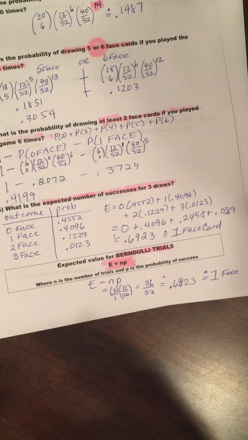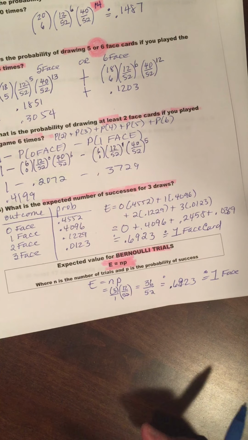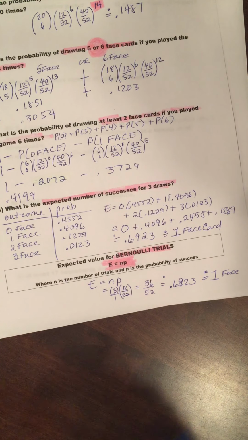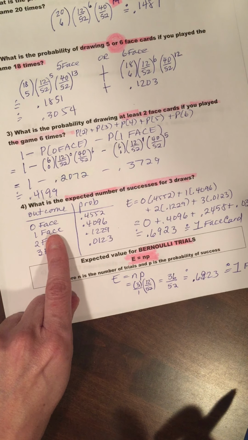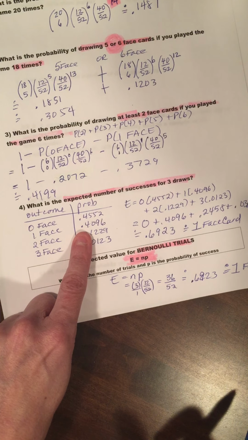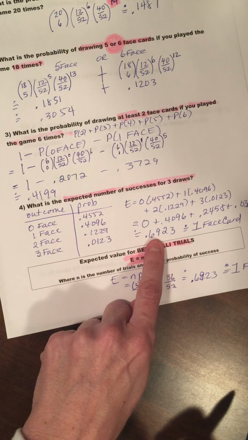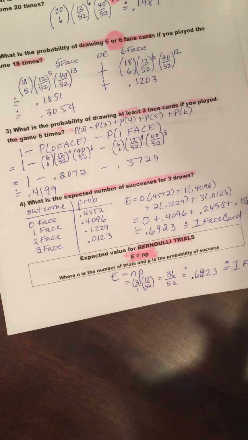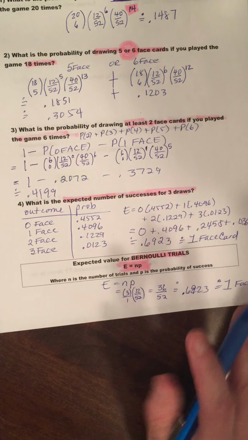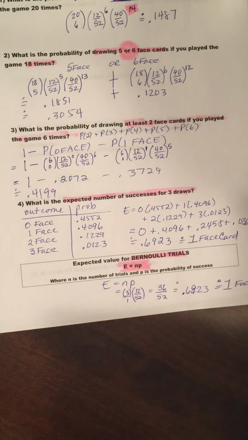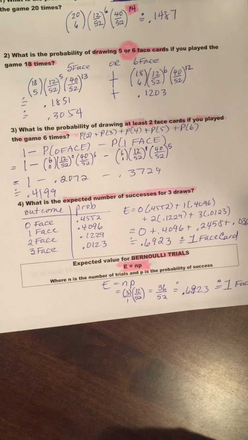So you're expected, if you were going to play this game over and over and over based on averaging, your expected number of face cards would be to get approximately 1. Now notice it could go in between the 0 and the 1 because of the way this is. But for answering purposes, it's a beautiful 1.